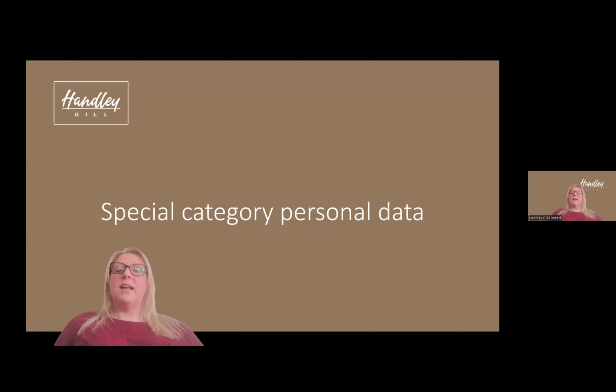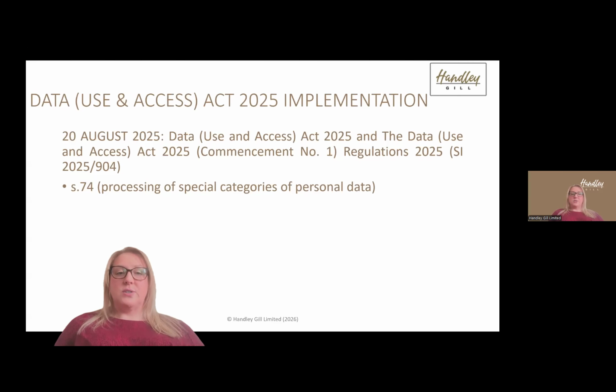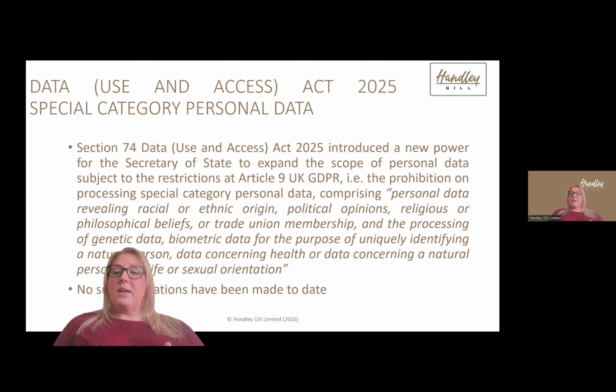The next change was in relation to special category personal data. And that was Section 74 on processing of special categories of personal data. So Section 74 of the Data Use and Access Act 2025. And what that did was to introduce a new power for the Secretary of State to expand the scope of personal data subject to the restrictions at Article 9 of the UK GDPR. So what we consider special category personal data under the Data Protection Act 2018 and the UK GDPR.